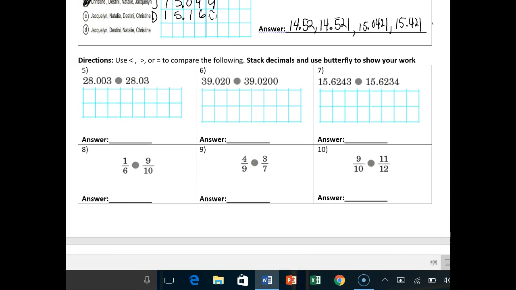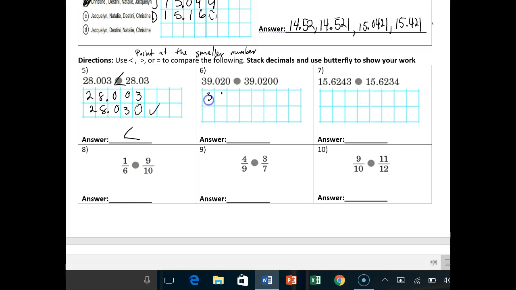All right. Now, compare the following using less than, greater than, or equal to. Stack the decimals. Remember, you point at the smaller number, eat the bigger number, right? So let's go ahead and say 28.003. This is 28.03, and we fill in a 0. So 28 and 30 versus 28 and 3, this one's larger, so we're going to point at the smaller one. So our answer is less than.